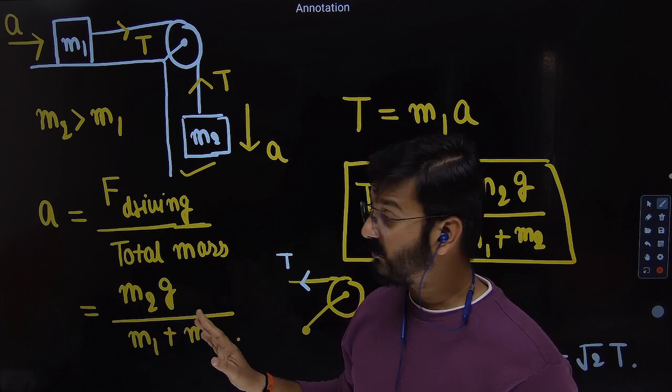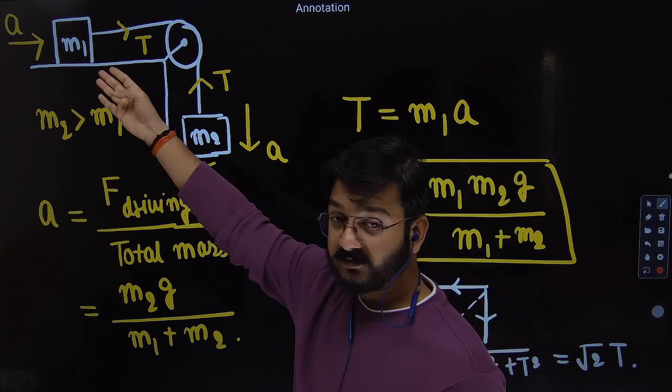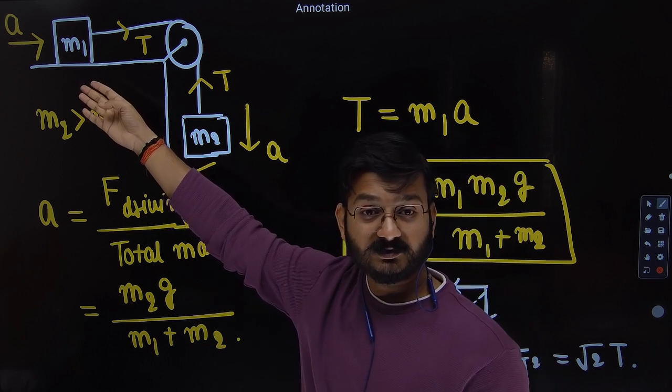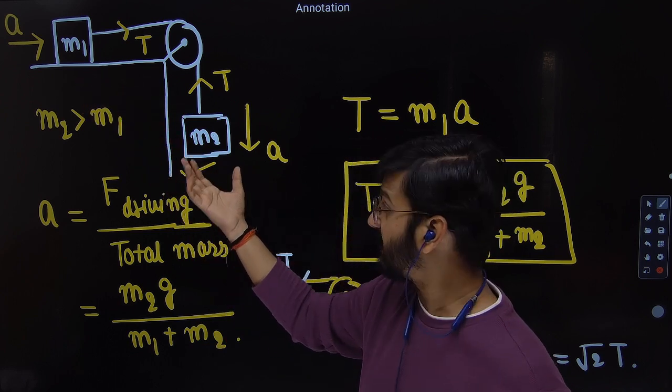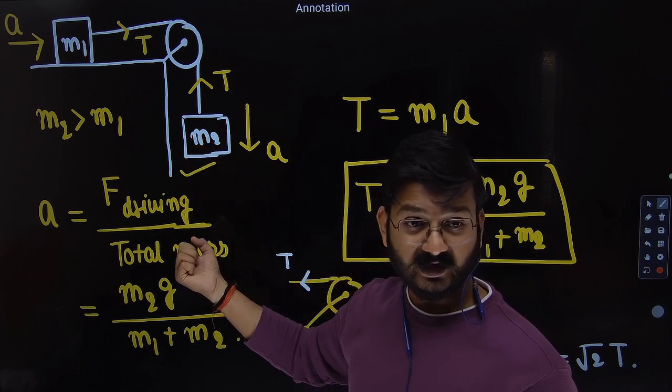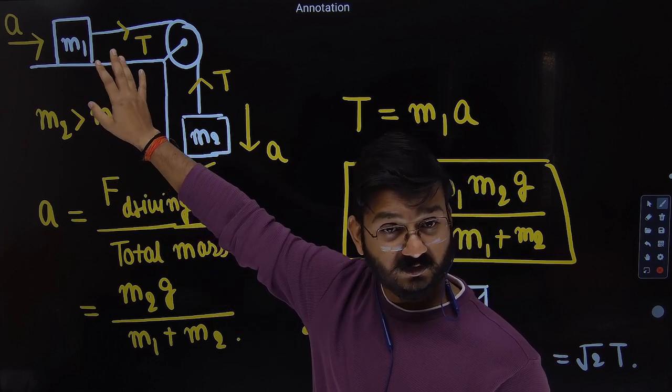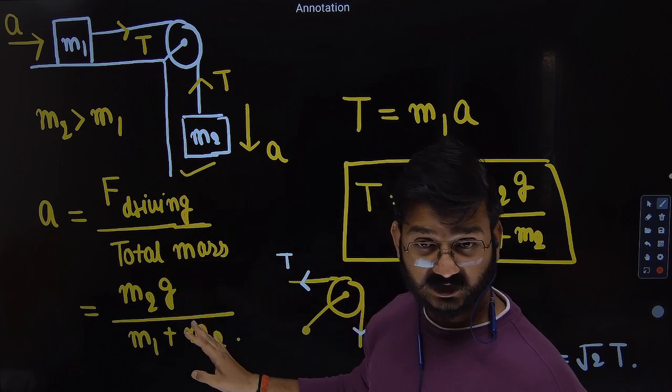Anyone having any doubt why the weight of this is not helping in the motion? It's common sense here. Whatever is hanging will pull it, right? And friction is not there, so don't focus on the friction. Is the funda clear?